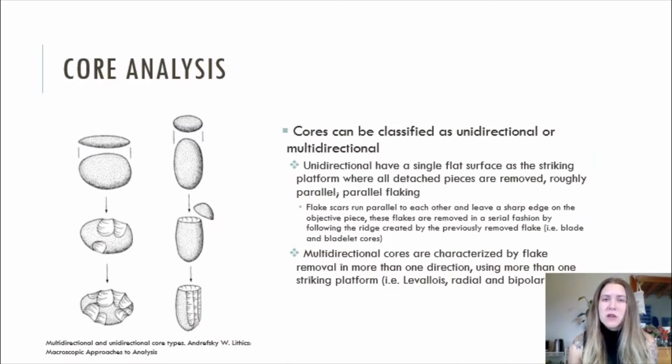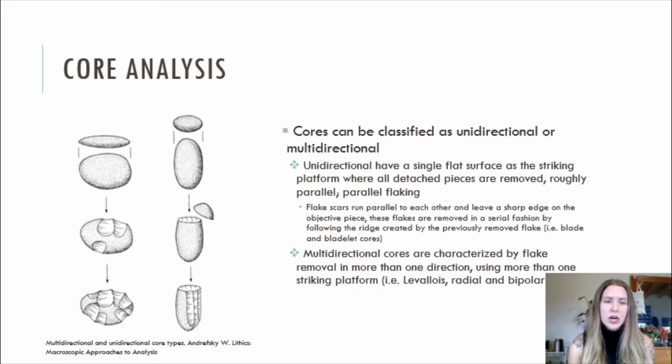In addition to being formalized or informal, cores can also be classified as unidirectional or multidirectional. Unidirectional cores have a single flat surface area which serves as the striking platform, removing roughly parallel flakes with each strike. This results in flake scars that run parallel to one another, leaving behind a pronounced ridge on the core, indicating where the next flake should follow.